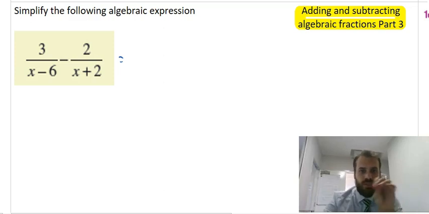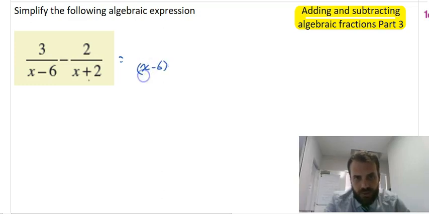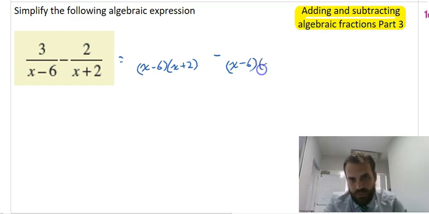We still want our denominators to be the same. And we do that by multiplying the bottom of the one fraction by the other fraction. So if I want to make this fraction the same as this fraction, or the denominator is the same, I take x minus 6 and I multiply it by all of that, x plus 2. Alright, and I'm going to subtract, and the same thing's going to happen here. Now, it doesn't matter which order I multiply them in, x minus 6 times x plus 2. But what I now have are denominators that are the same.